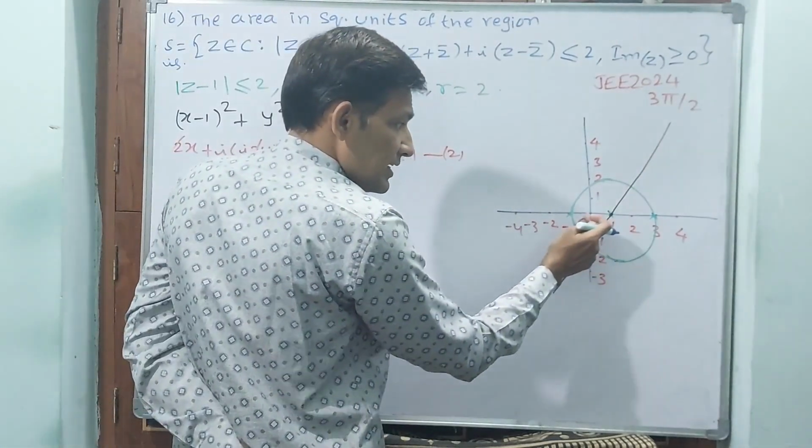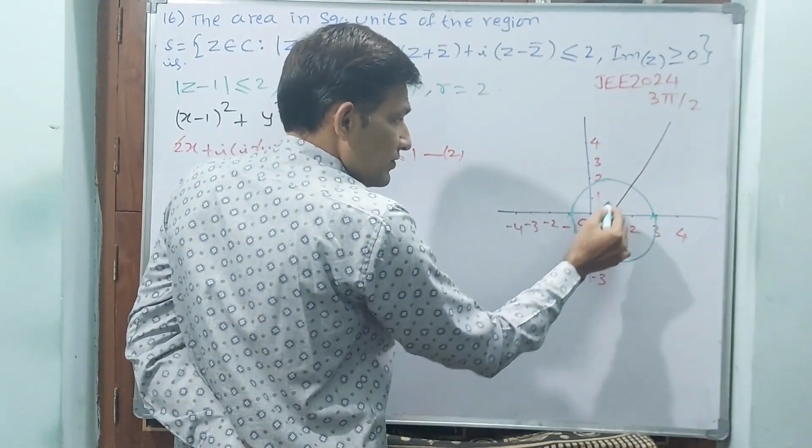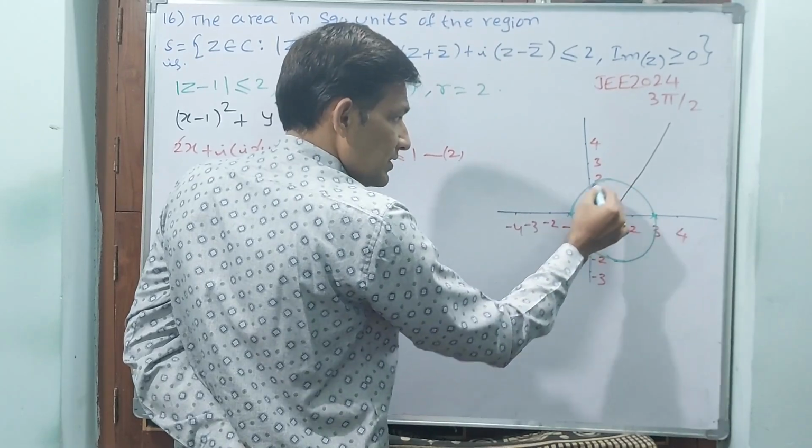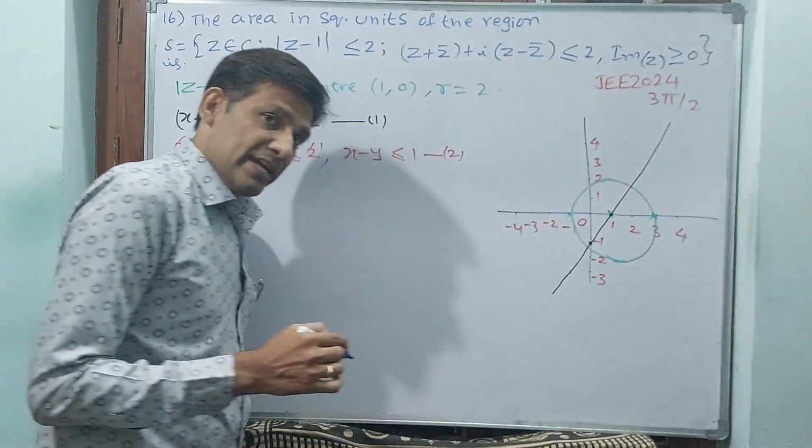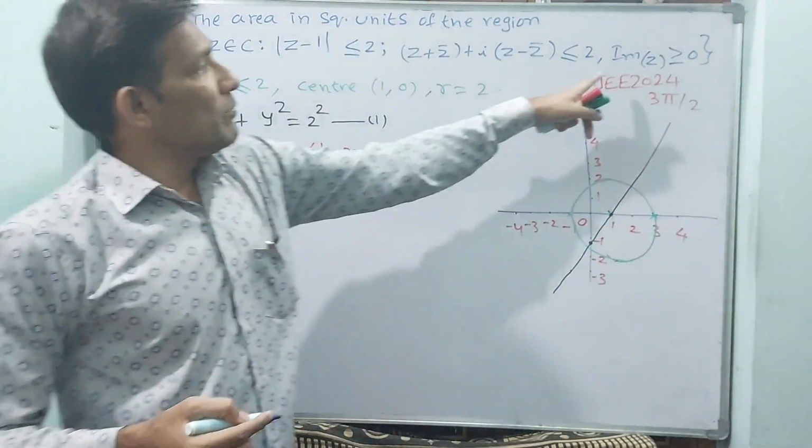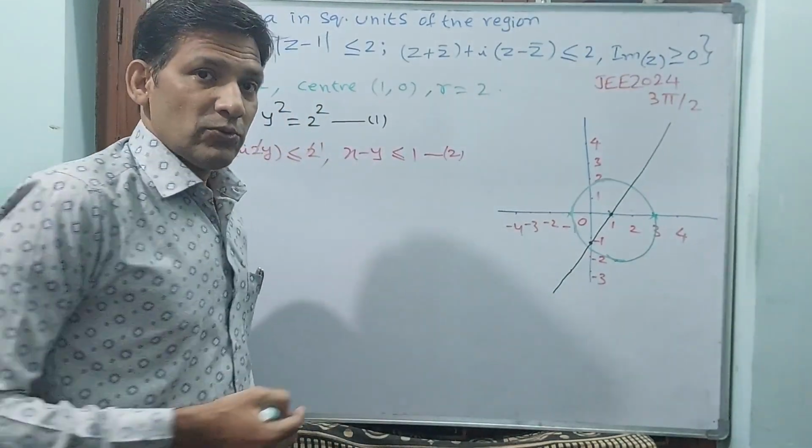Less than 1 means, see, here you have to take this area. This area total. But is there any other condition? Yes, sir. The imaginary part of z is greater than 0.